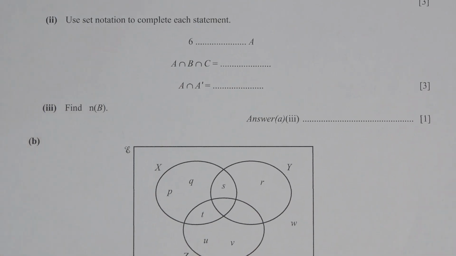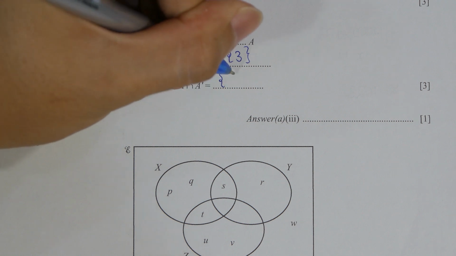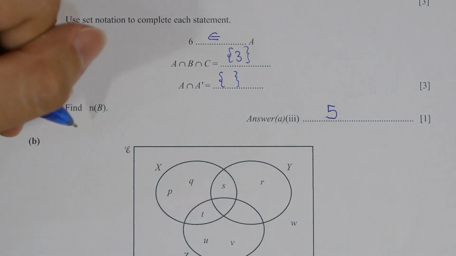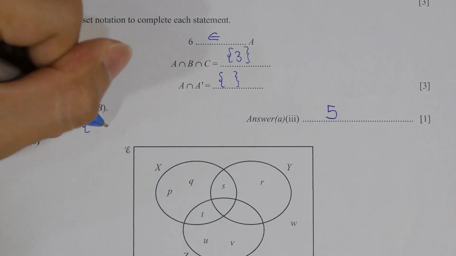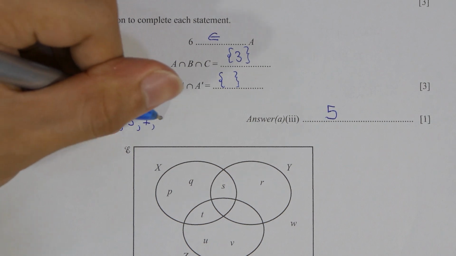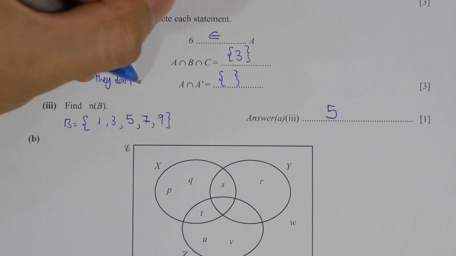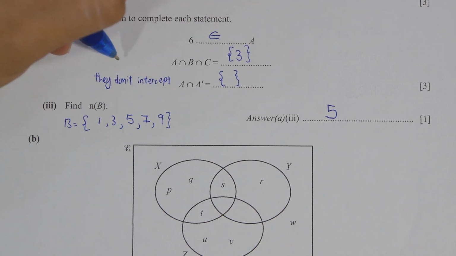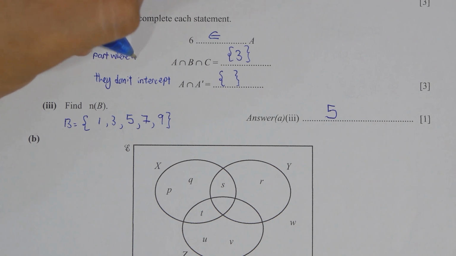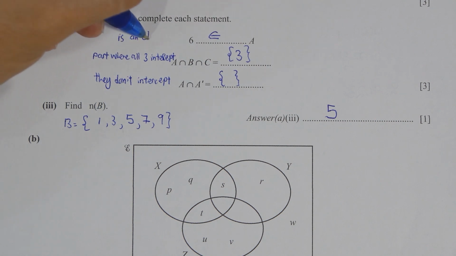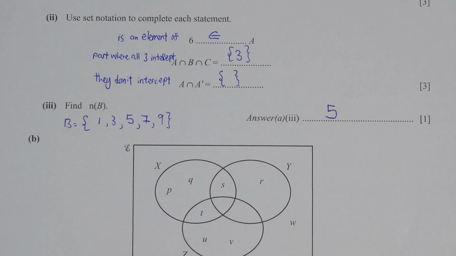For part 2, the set notation to complete each statement. So 6 is an element of A. Then A intersect B intersect C is actually 3. And A intersect with everything other than A is an empty set because there's no intersection. For you to find n(B), first list down the set of B, which is 1, 3, 5, 7, 9. Hence there are 5 of them, so the answer will be 5.